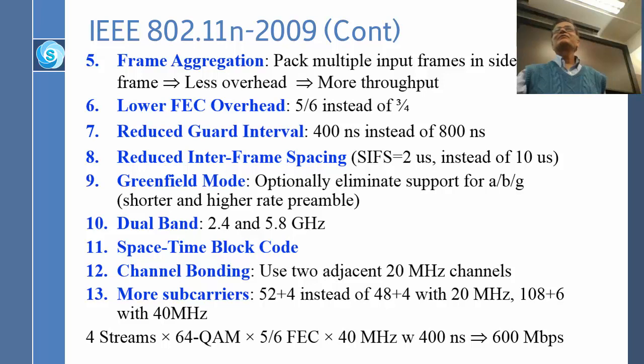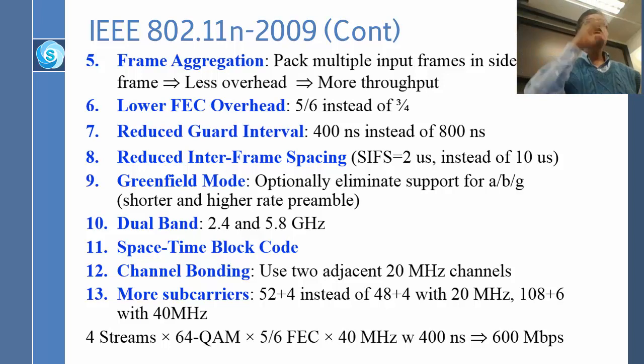You understand. The lower number of extra bits is better for the throughput, not so good for the error. All right, so let's say greenfield mode. Everybody understood greenfield mode? The next thing was dual band. So N works in both 2.4 and 5.8.